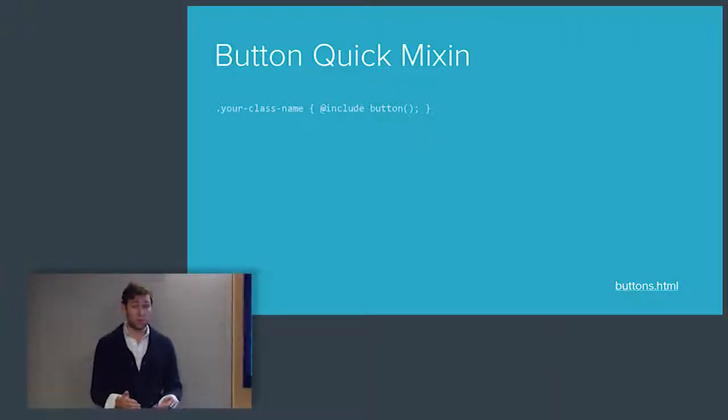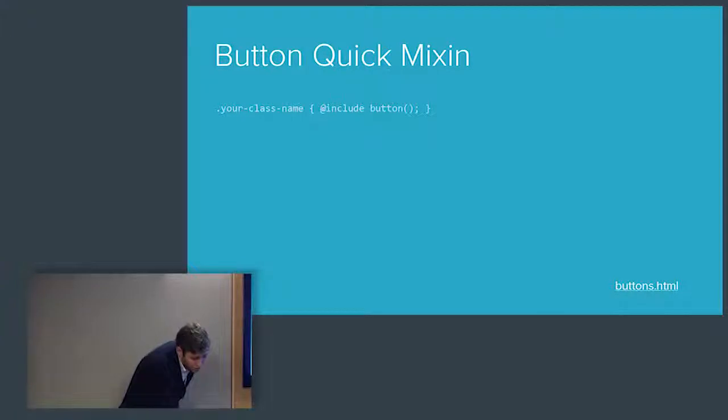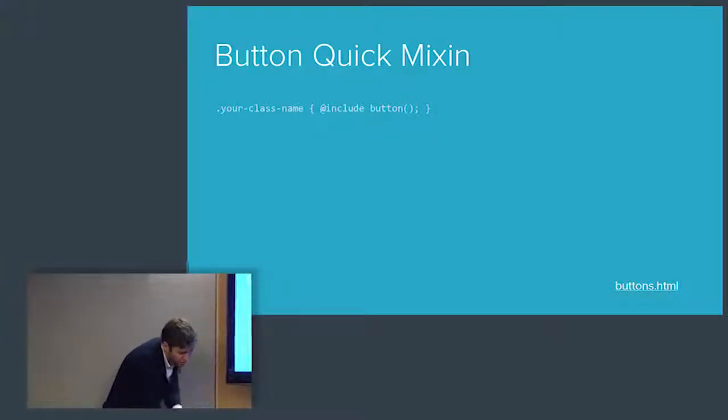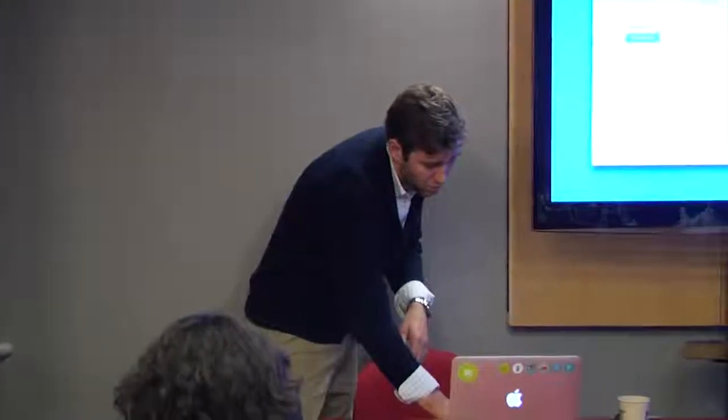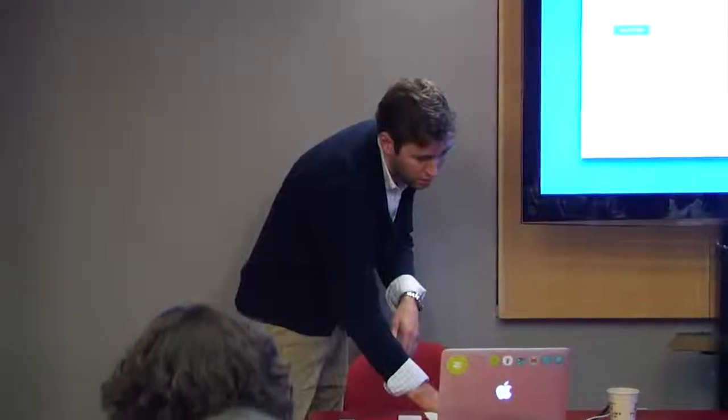So the quick way to make a button is to include the button mixin in your class name, and this will give you just the default button. It's pretty basic, but you don't need to pass any arguments here. This will just give you, here it is, the button.